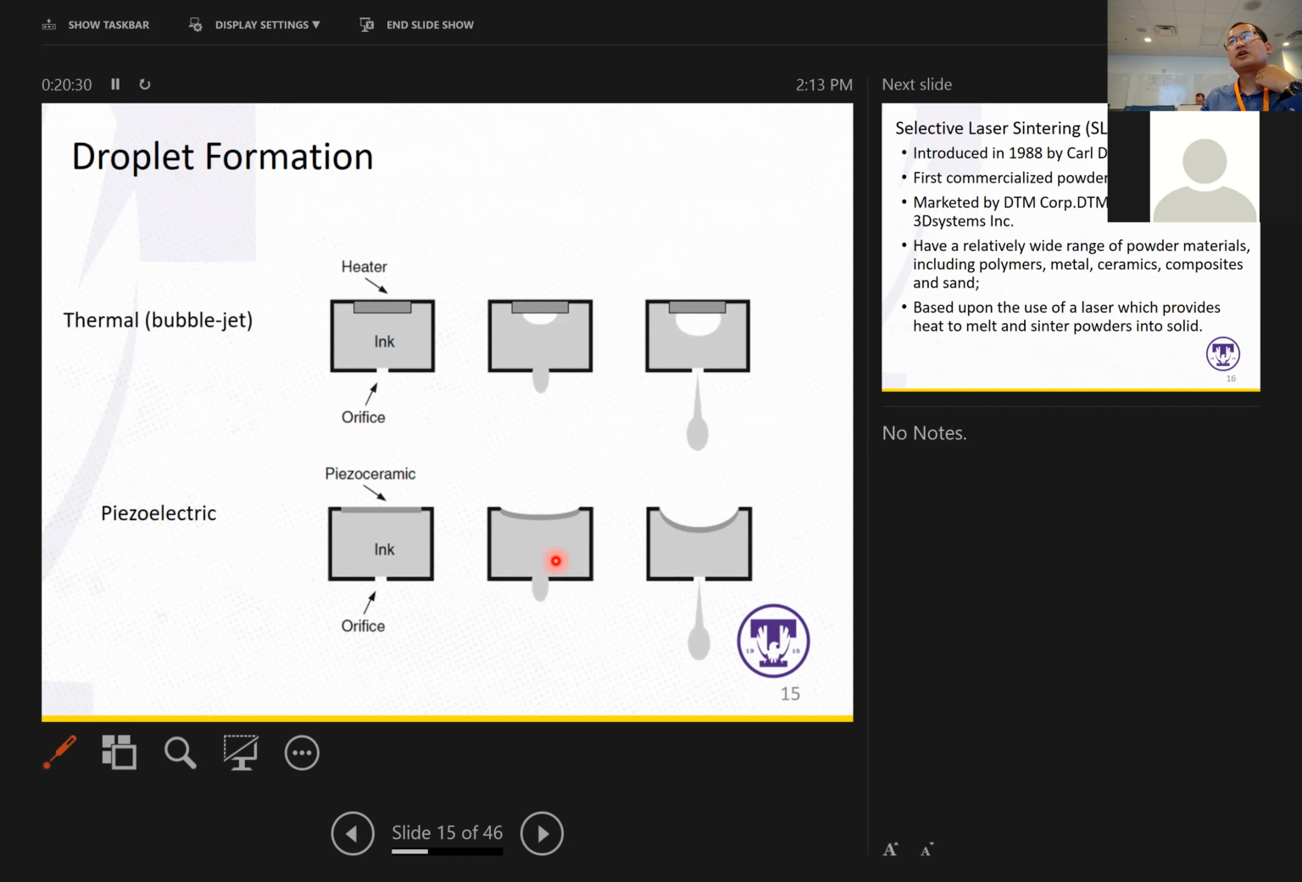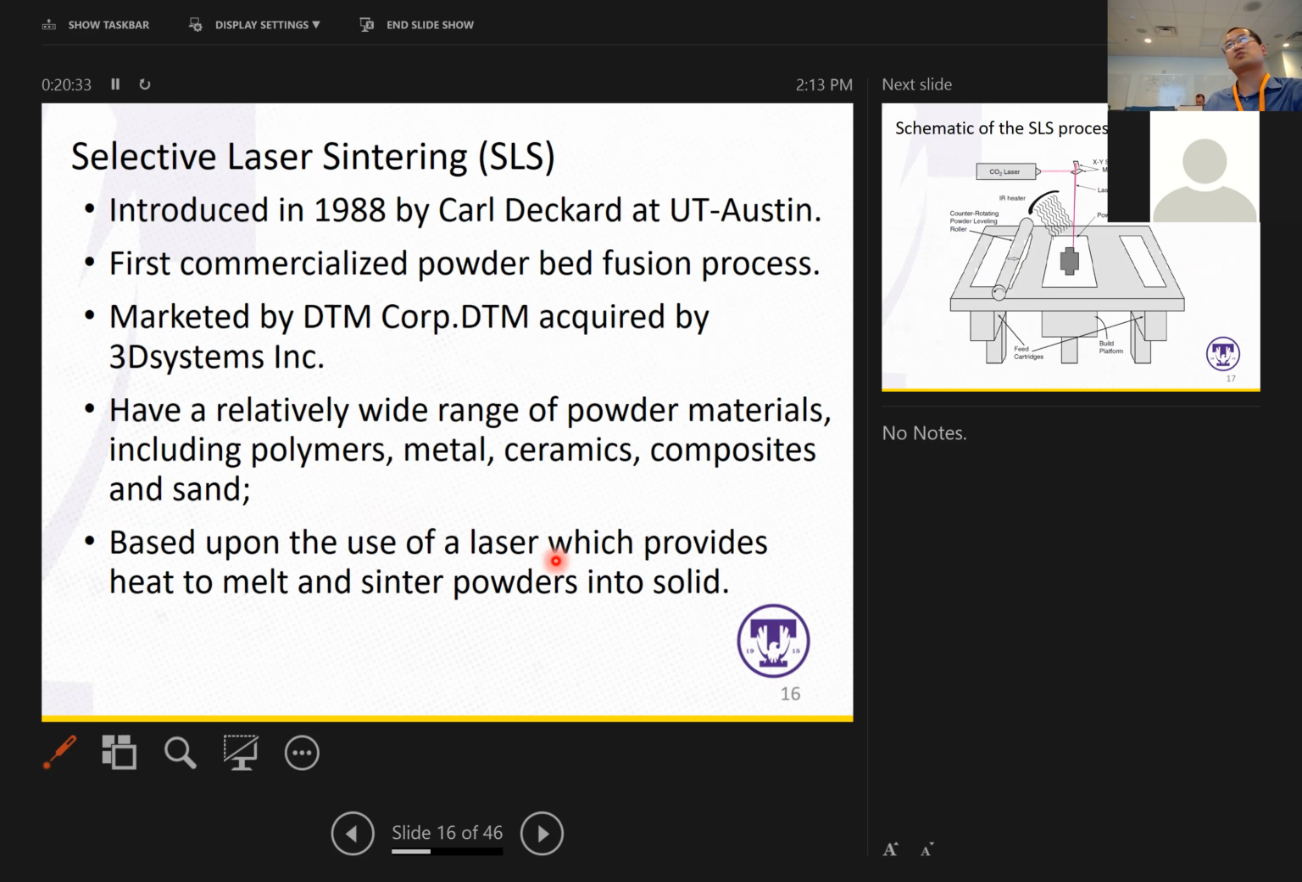All right, let's move to another printing process, which is the selective laser sintering. This was introduced in 1988 by Carl Deckard at UT Austin. And every year there's an additive manufacturing conference called Solid Freeform Fabrication, which is located at UT Austin. When I first came there, they mentioned, okay, here is the place where we invented additive manufacturing. At that time I was not familiar with selective laser sintering, so I was shocked, what?